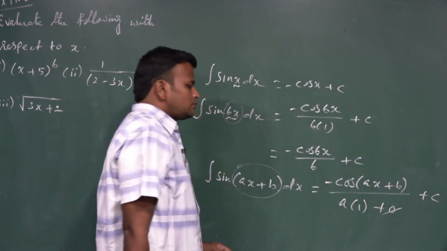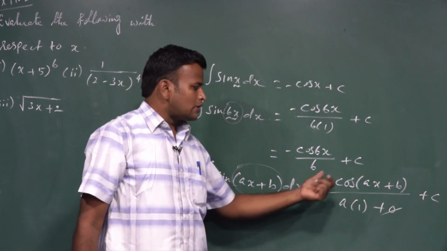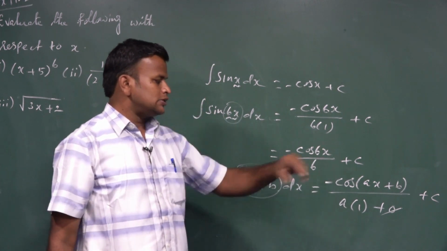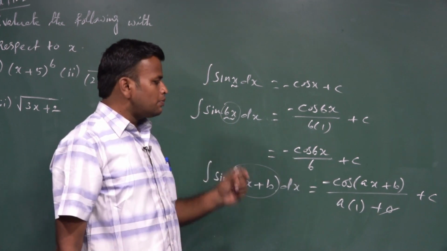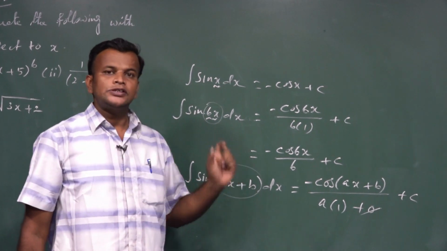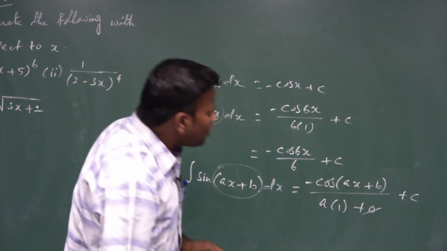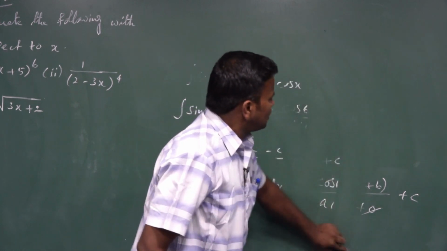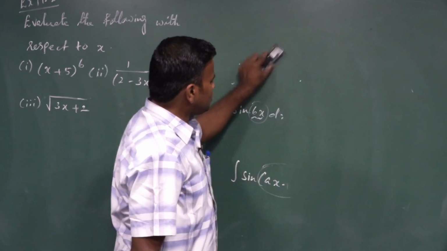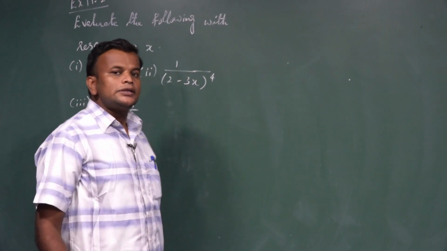So the answer is minus cos of ax plus b divided by a plus c, or we can write minus 1 by a of cos of ax plus b plus c. So this is the working rule to solve the given function in composite form. Now we see some sums, all involving composite functions, in the same exercise.